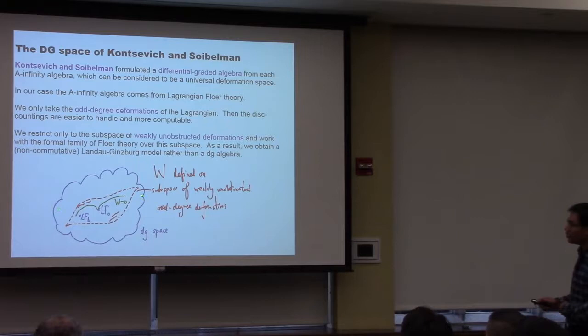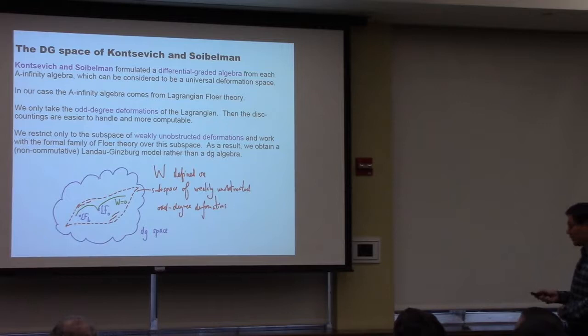Then we have a superpotential W. W is only well defined on this subspace, not on the whole DG space. We consider the zero locus of this potential, and this gives a singularity in general. This singularity is the non-commutative analog of the space that we start with. As a result, we obtain a non-commutative Landau-Ginzburg model rather than the DG. So this is the comparison.